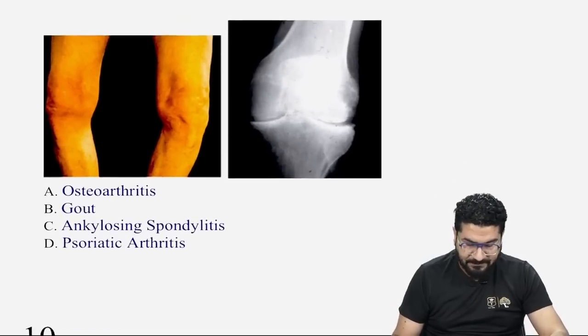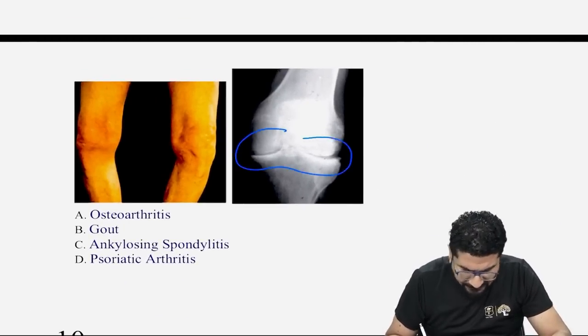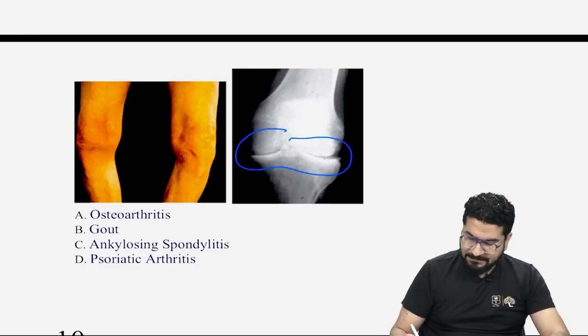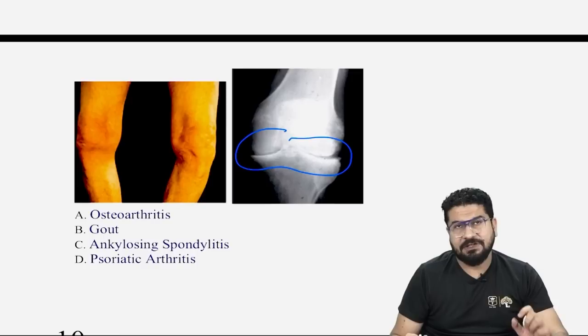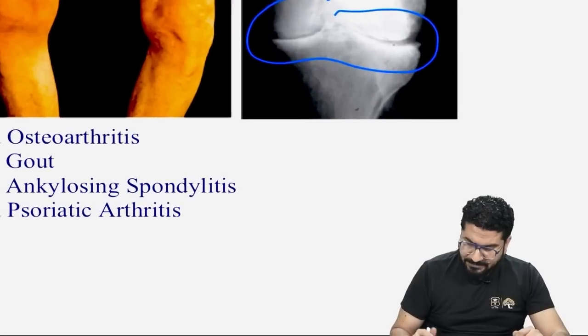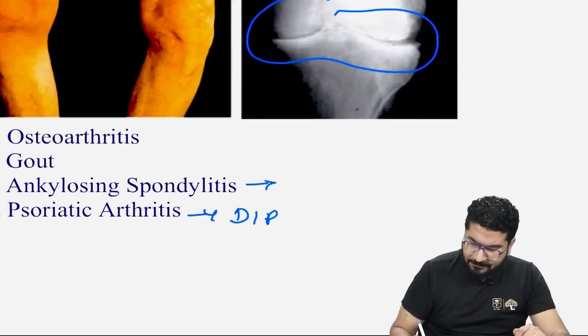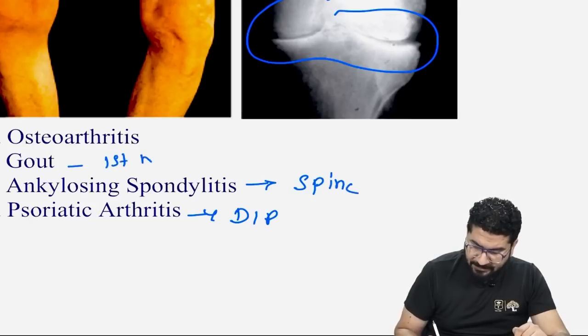Now we can see the changes in the X-ray. You can see the degenerative changes here, right? There are degenerative changes in the articular cartilage, considering the age of the patient. Psoriatic arthritis, remember, mainly affects the DIP. Ankylosing spondylitis will affect your spine, and gout will mainly affect your first MTP.